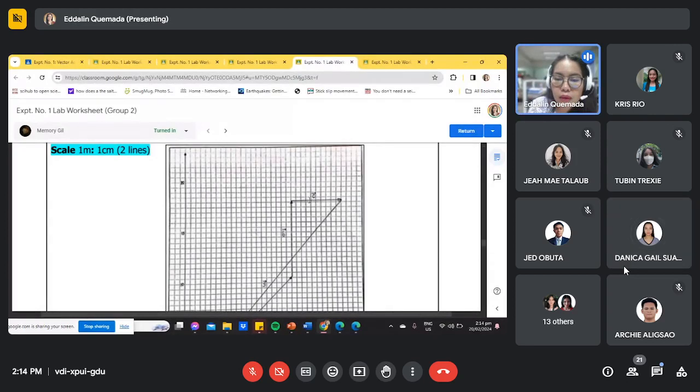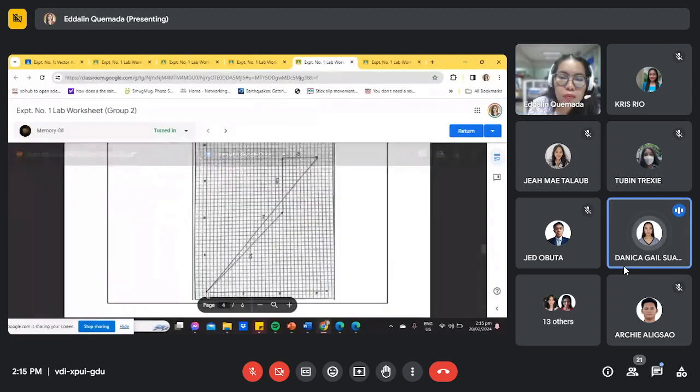And lastly, for your resultant, miss, in the graph, the tail of the resultant is connected to the tail of the first vector, which is A, and its head is connected to the last vector, which is C. And simply, you mark the arrow from the point of origin, right? Yes, the tail of the first vector always comes from the point of origin.